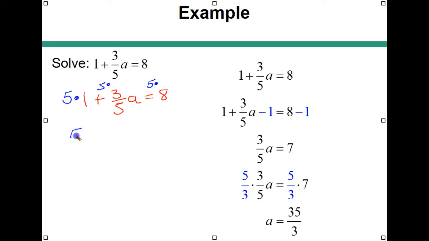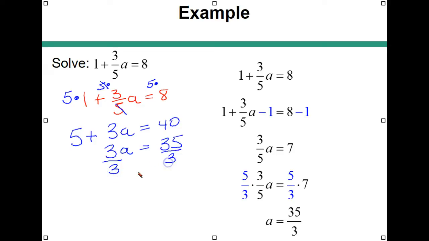So now this becomes a 5. Here the 5's cancel out. When we multiply, we get 3a equals 40. I'm going to subtract 5 from here. I get 3a equals 35. Now I'm going to divide both sides by the numerical coefficient of a. And I get a, when these cancel out, equals 35/3.